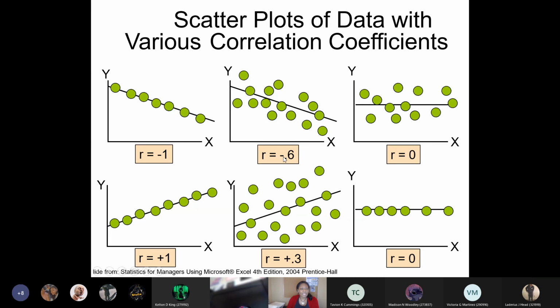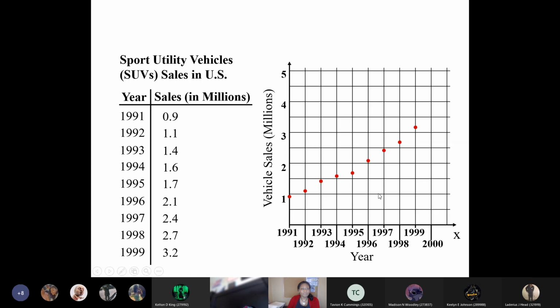And then here you have a -0.6 and a positive 0.3 that is in between the 0 and the 1. That means it is weaker. This is a weaker form of this one, and this is a weaker form of the second graph down here. Or you can have the relation be 0. These are both zeros. These are very, very constant.